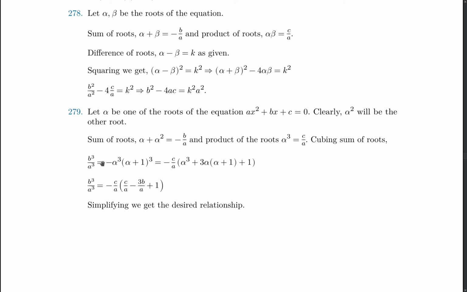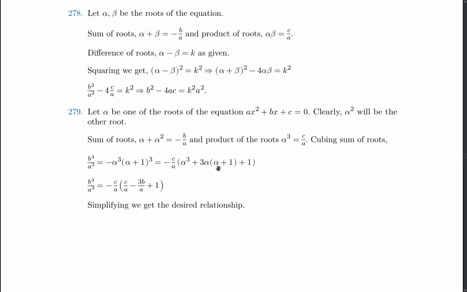Okay. So upon cubing, we get b cube by a cube is equal to minus alpha cube into alpha plus 1 whole cube, which is equal to minus c by a. Okay, this is minus alpha cube, and alpha cube is c by a, so minus c by a, and alpha plus 1 whole cube can be written as alpha cube plus 3 alpha into alpha plus 1 plus 1.